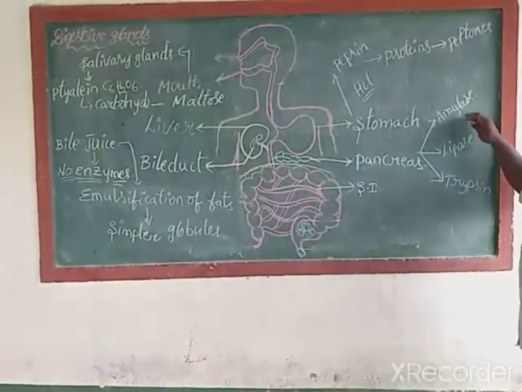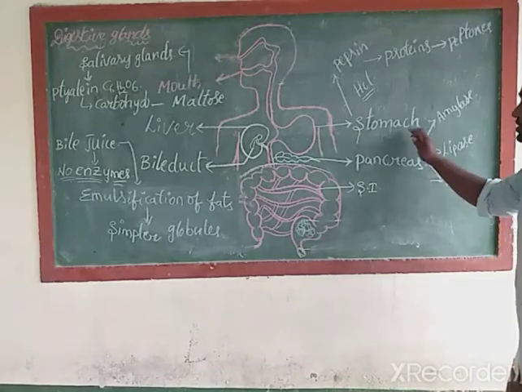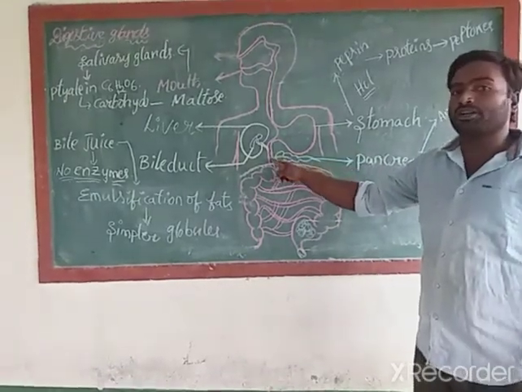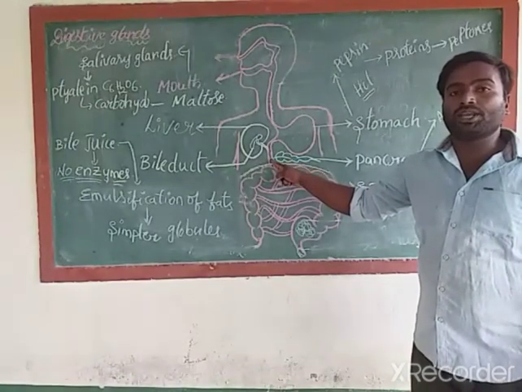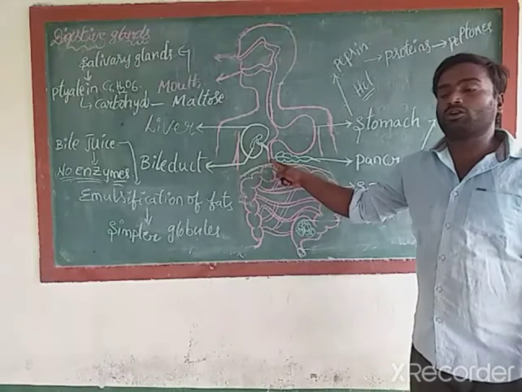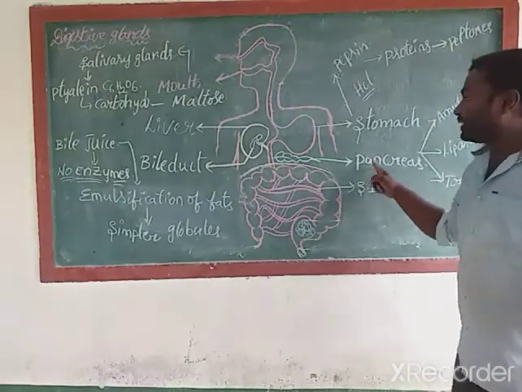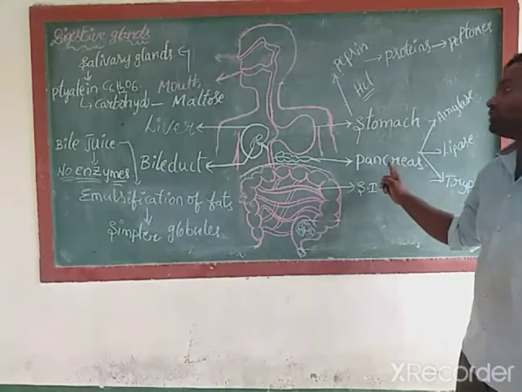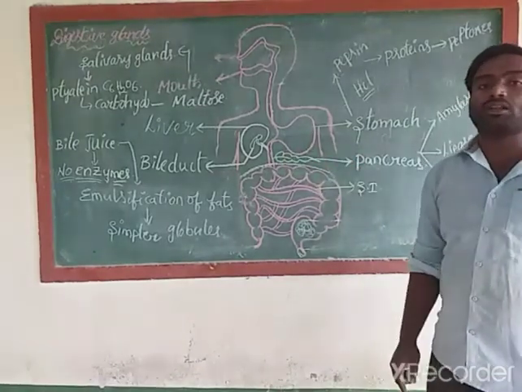Okay, now amylase, lipase, and trypsin. These three can be secreted into this part. Which part is it? The small intestine's starting part. What is the name? We call the small intestine's starting part the duodenum. So the pancreas secretes amylase, lipase, and trypsin into the duodenum part of the small intestine.